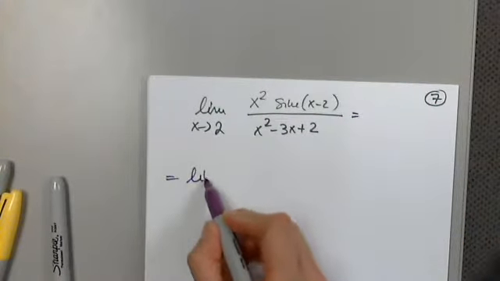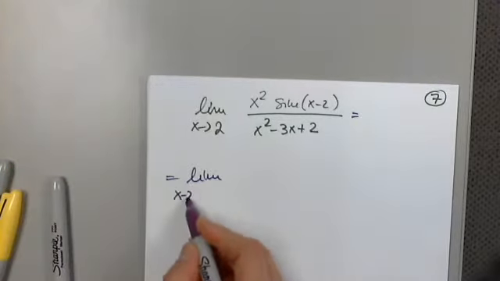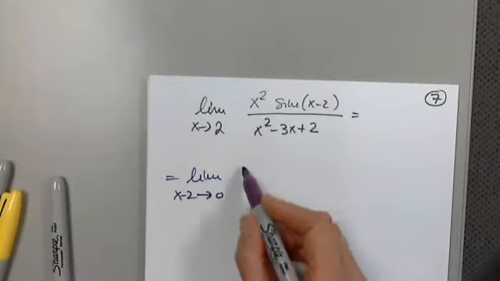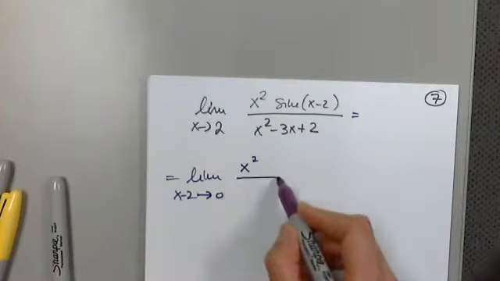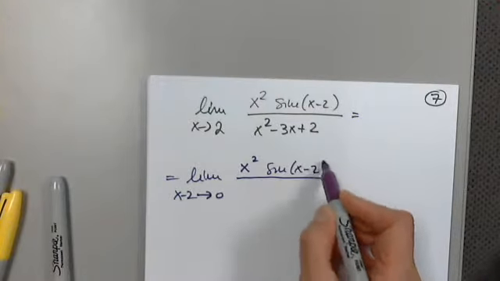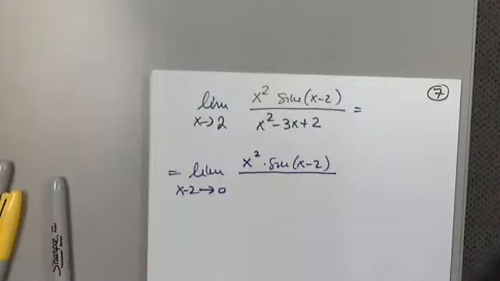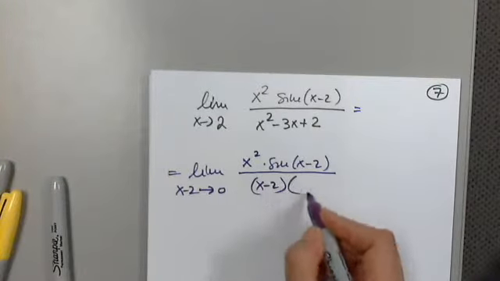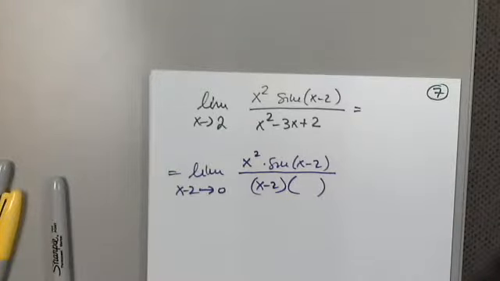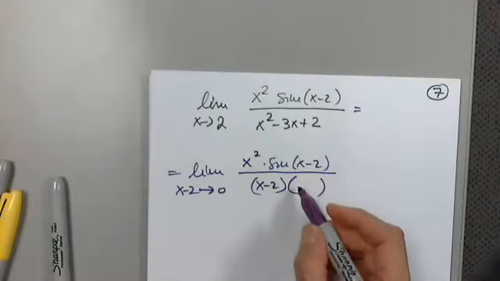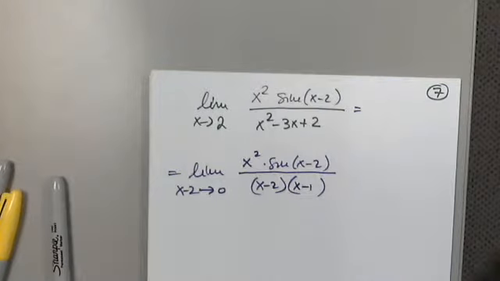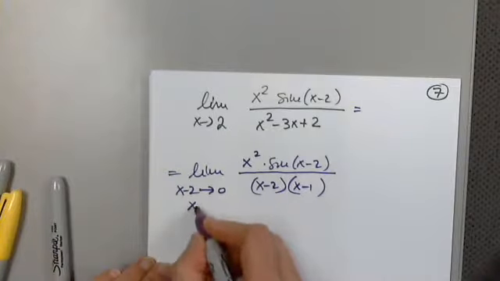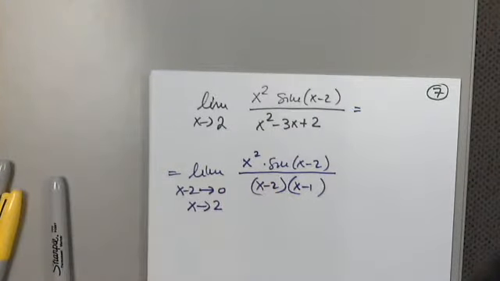So, limit, I can change this into x minus 2 approaching 0. X squared can stay and wait for me. Sine of x minus 2 can stay and wait. But now, yes, let's try and factor the denominator. What do you hope to get in the denominator? Right. I hope to get an x minus 2. What else should I get in there? In this case, I get an x. That's it. So remember, x minus 2 approaching 0 is the same with x approaches 2.